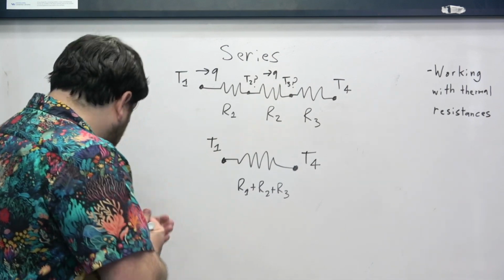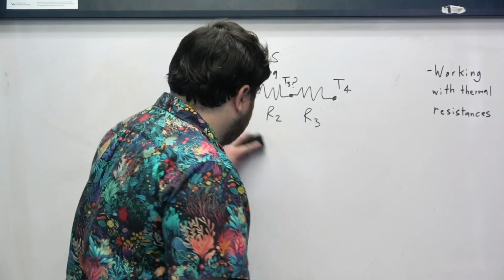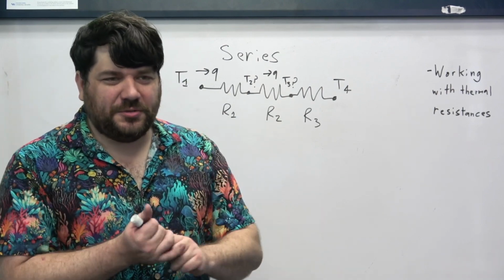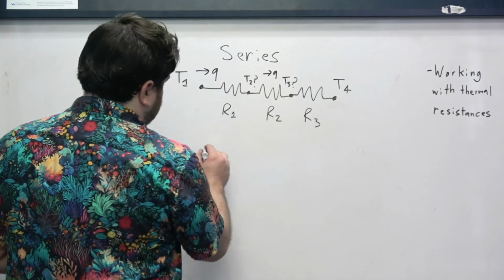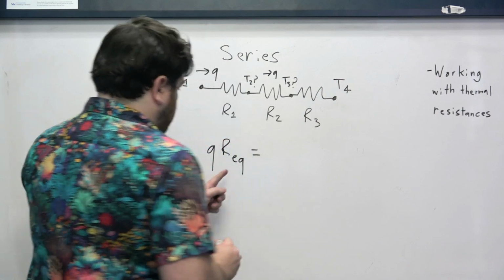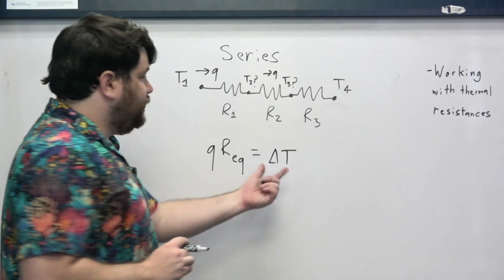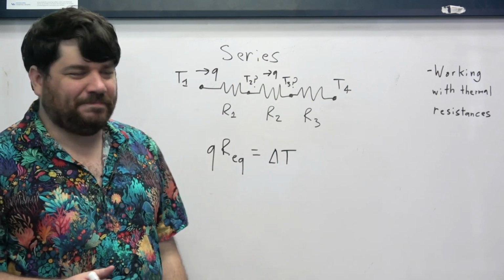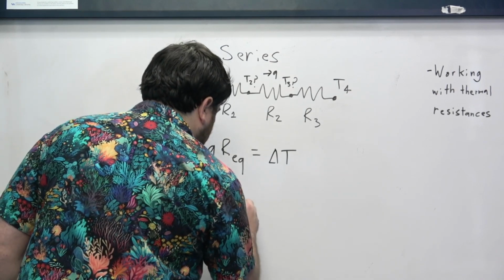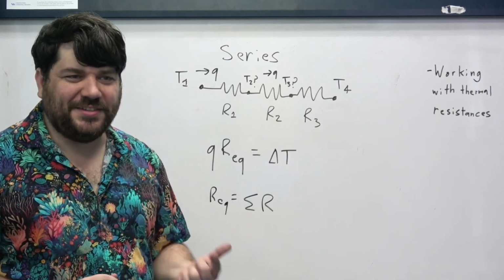And so in series, the general rule is that for however large a chain of series resistances you have, you can always say that Q times this equivalent thermal resistance is equal to the difference in temperatures between either end of the system that you're considering, and then this equivalent thermal resistance is just the sum of the resistances inside of it.